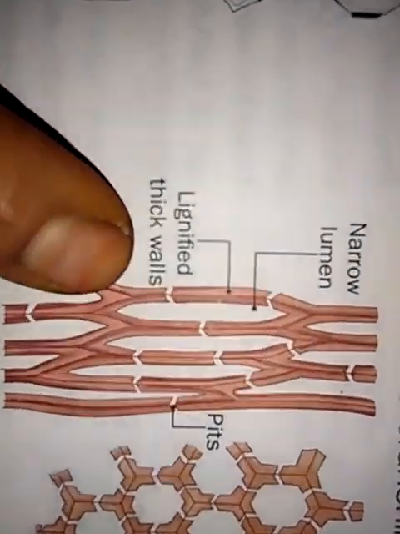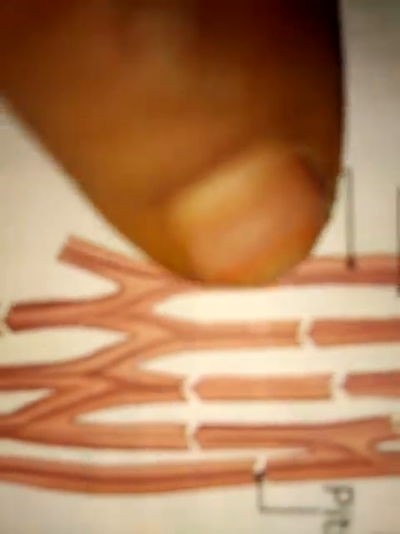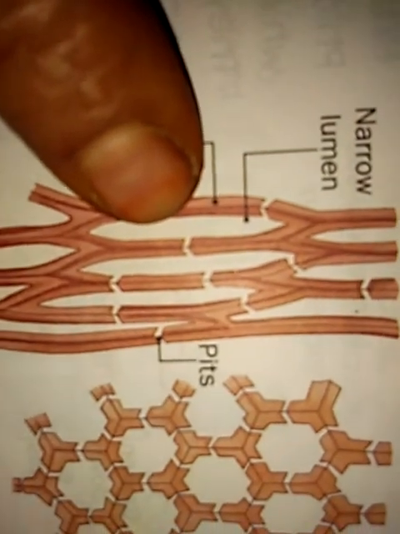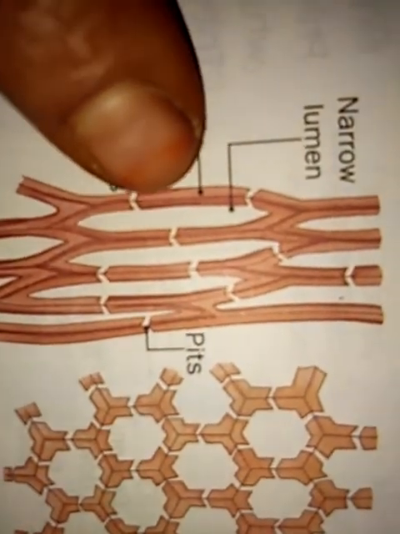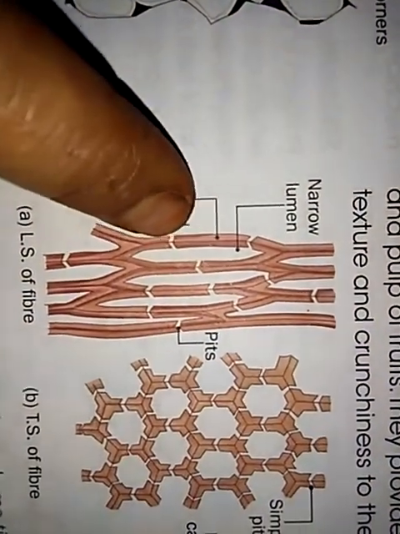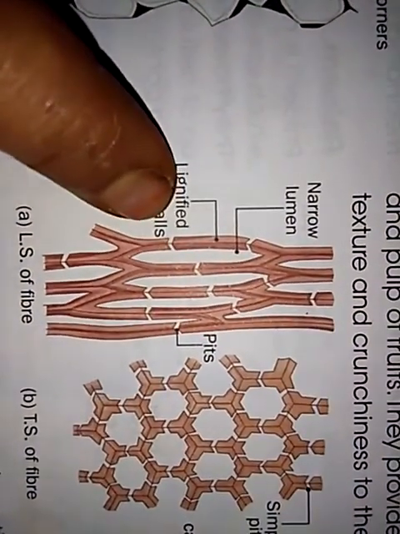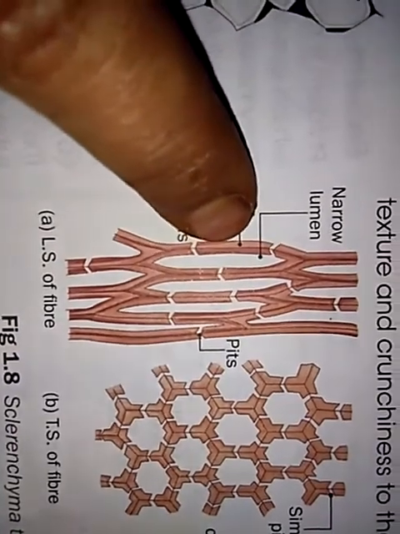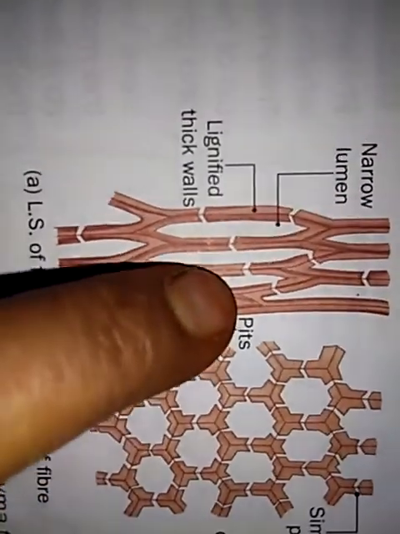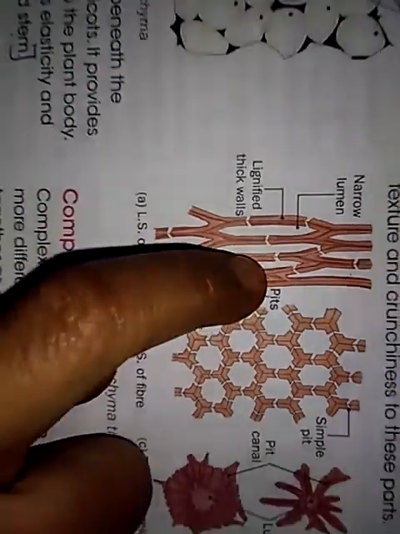In the cell wall, a thickened substance is present. What is the substance's name? Lignin. How do you say? Lignin. See the picture. This is the cell wall. In the cell wall, the thickened substance is called lignin.